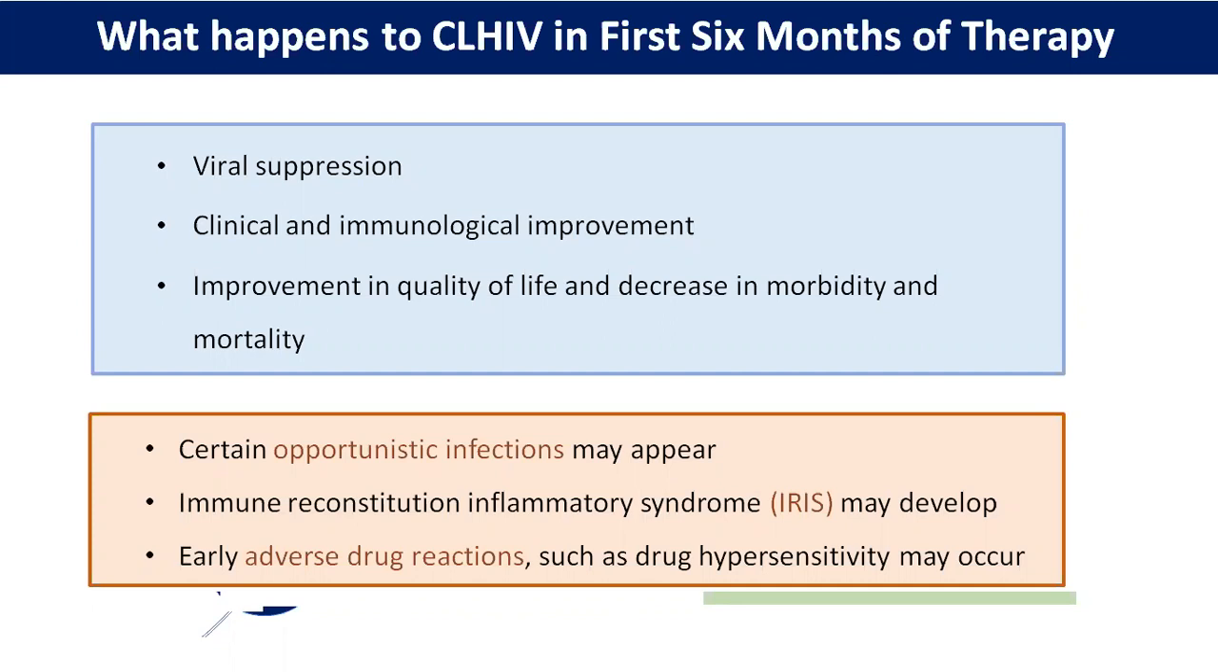And what is that? There may be some clinical symptoms, and that is called the immune reconstitution inflammatory syndrome. And when you say syndrome, it means a conglomeration of many symptoms. So you might get many types of disease symptoms and signs after the initiation of ART, and they may not be due to an opportunistic infection or treatment failure. Then early adverse drug reactions such as drug hypersensitivity may occur, and that is very important to notice.